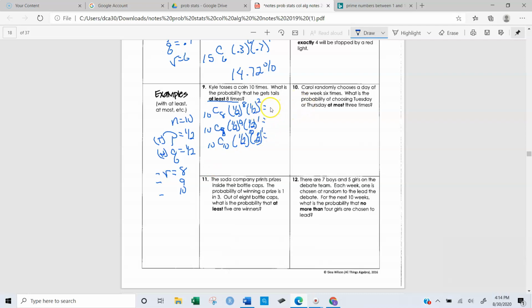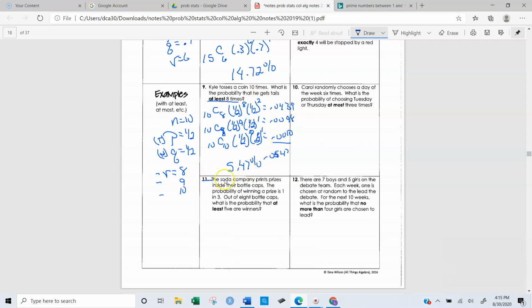So I type this one in, and this is 0.0439. This one here is 0.0098. This one is 0.0010. Add those up. I get 0.0547. So the odds of me getting tails 8, 9, or 10 times is actually 5.47%. All right, so that's an at least.